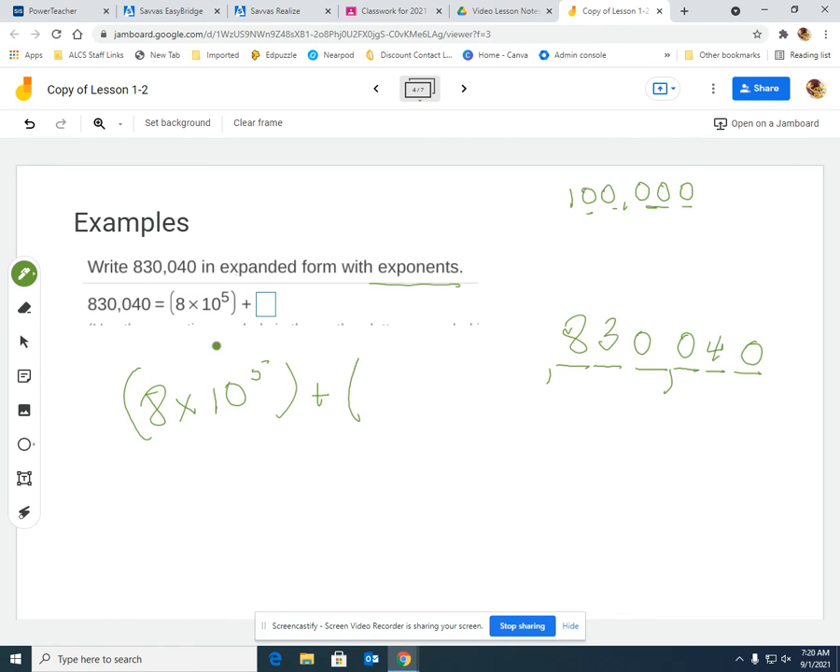Plus, parentheses, digit. My next digit's a 3. And I have to identify what place it is in. Well, this is in the 10,000s place, and 10,000 has 4 zeros in it. So I would just do 10 to the 4th power. Plus, I can skip the 2 zeros and go right to this 4. So let's do parentheses, 4 times, and that digit 4 is in the tens place. 10 to the 1st power. 10 to the 1st power is 10. It is 1 with a 0.